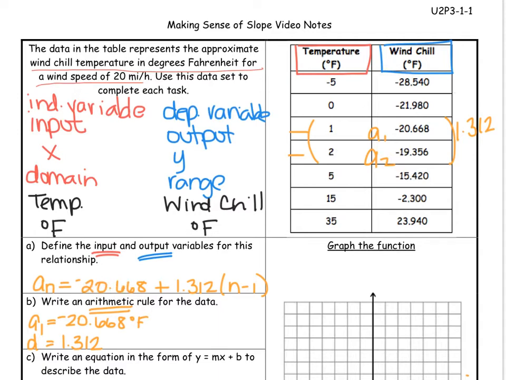Here's our first term, and our first term has to be where the input is 1. There's our common difference. How do we get from one term to the next? And it also works from the 0 degrees to 1 degree, it's adding 1.312. And if we did it from here to here, and then divided by 3, we would still get 1.312. If we did it from the 5th term to the 15th term, we got this difference right here, and divided by 5, we would still get 1.312.